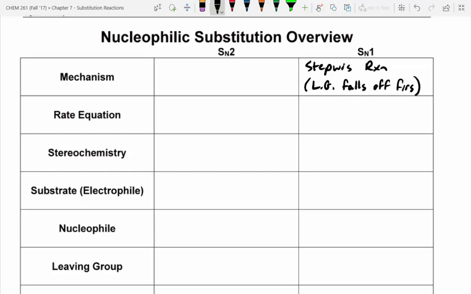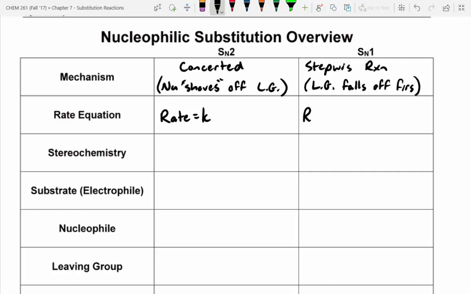SN2 reactions, on the other hand, are concerted, meaning that it happens all in one step, right? And I like to describe this as the nucleophile shoves off the leaving group. So mechanistically, they're very different from one another in terms of whether or not they go through an intermediate. All right, rate equation. So we know that the rate for both of these is going to have some sort of rate constant, little k, so I'll write that down. For SN2, what concentrations matter?